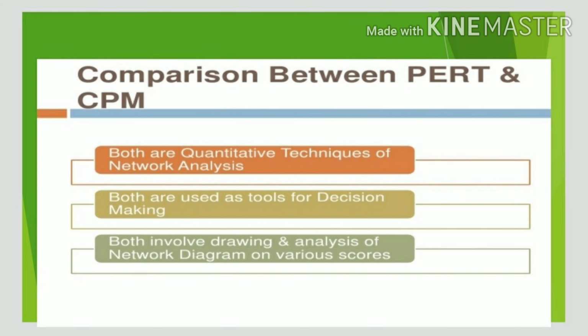Next is a comparison between PERT and CPM. Both are quantitative techniques of network analysis. Both are used as a tool for decision making, in drawing the analysis network or in various scores.